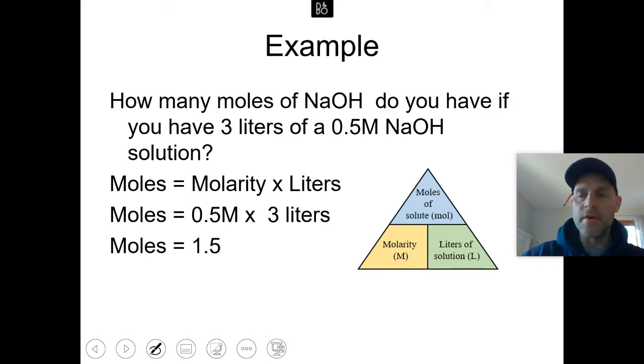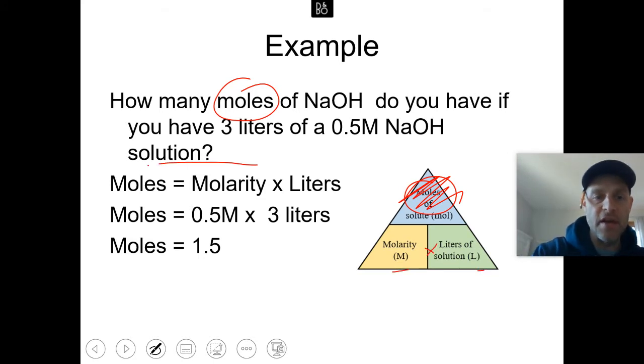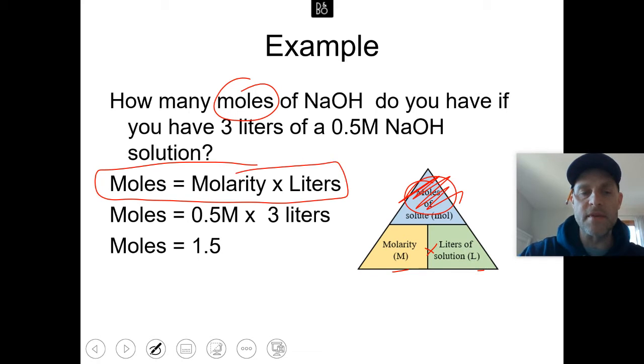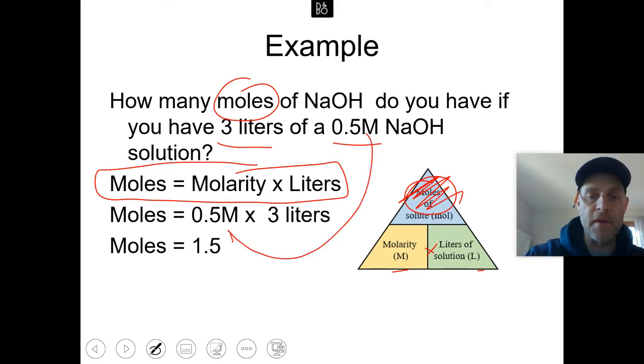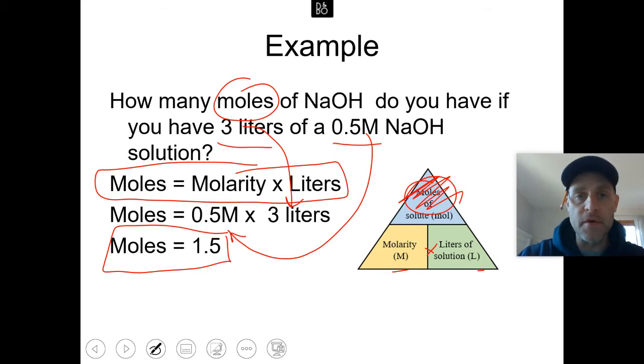If I wanted to do a simple example of this, let's take a look at this. How many moles? So I'm solving for moles, the blue one at the top. What's my equation? Well, I cover that up. I have molarity times liters. So I look to the question. It says I have 3 liters of a 0.5 molar. So now I just plug it in: 0.5 for molarity, 3 for liters. 0.5 times 3 is 1.5. I can solve for moles, okay?